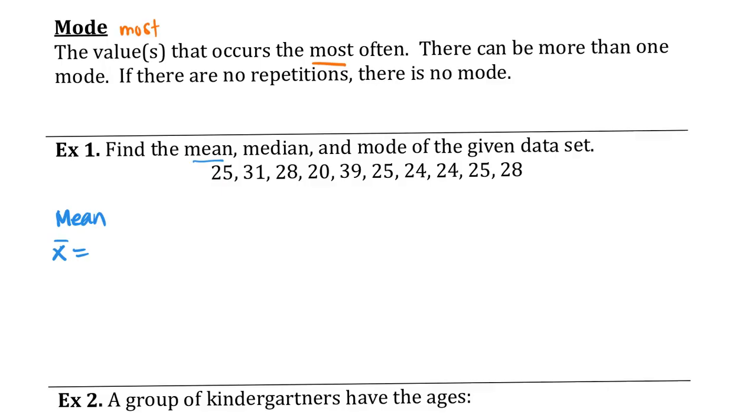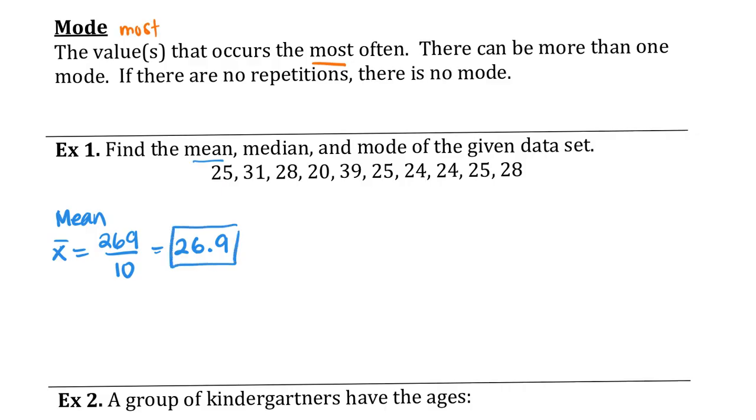Let me get my calculator. 25 plus 31 plus 28 plus 20 plus 39 plus 25 plus 24, and so on. I added them all up and I got 269. Then I divide by the number of values: 1, 2, 3, 4, 5, 6, 7, 8, 9, 10 values. 269 divided by 10 in my calculator is 26.9. So the mean is 26.9.